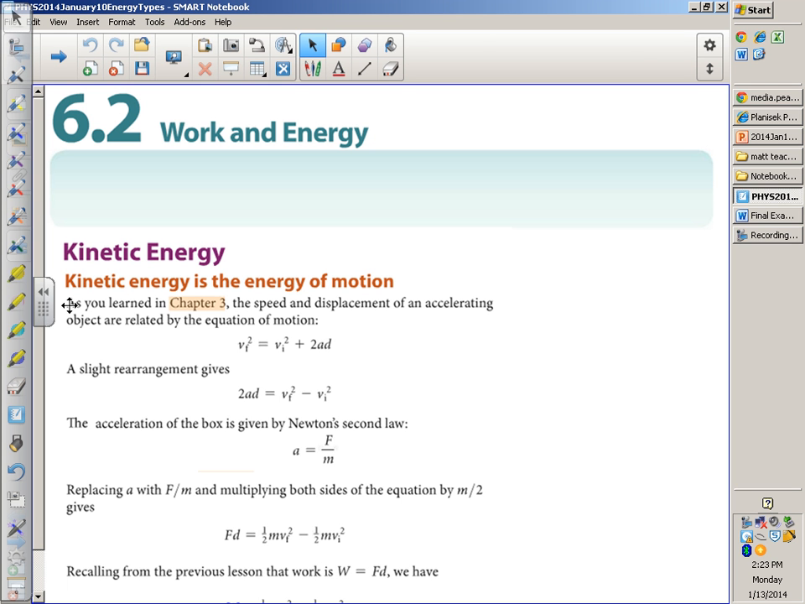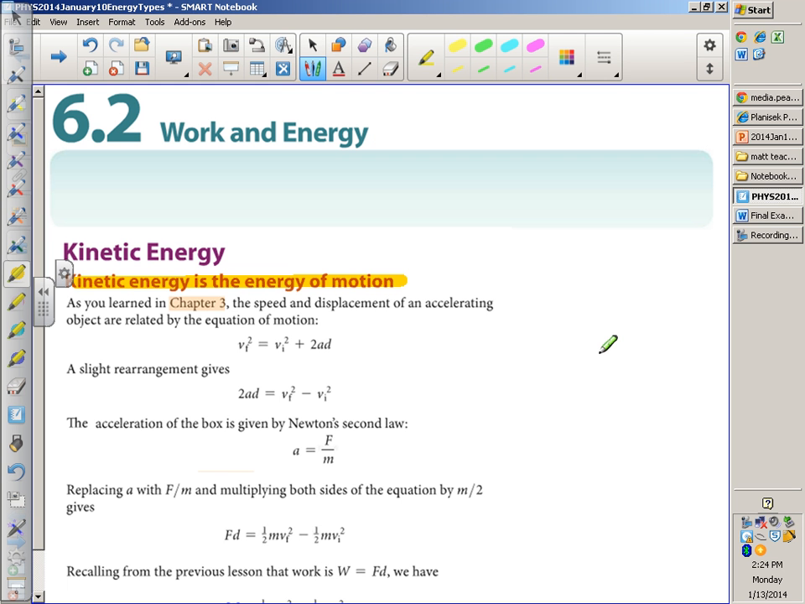In section 6.2, we start looking at the relationship between work and energy, and how does work change the energy of an object? What is it about that object that it is changing that results in it being able to do something different than it did before? So the first thing we talk about is kinetic energy, and I think that most of you probably are aware that kinetic energy is the energy of motion. By virtue of the fact that something is moving, it has the ability to move or change or make something different than it did before.